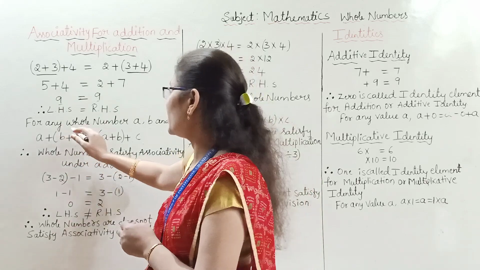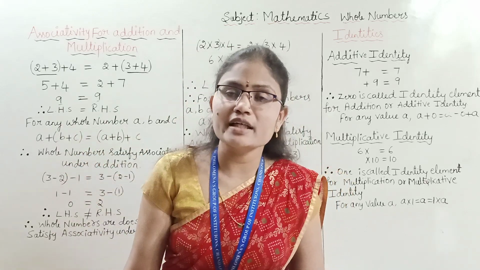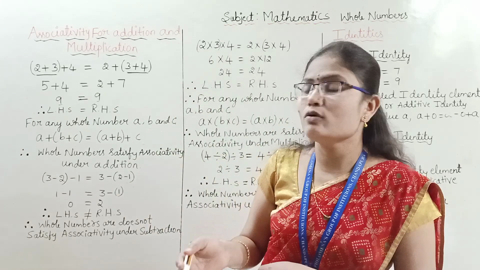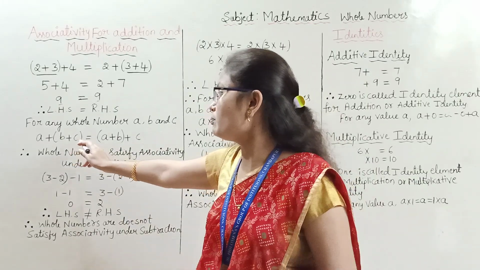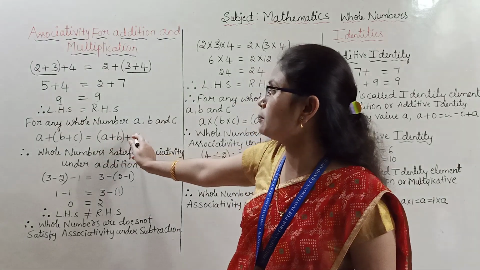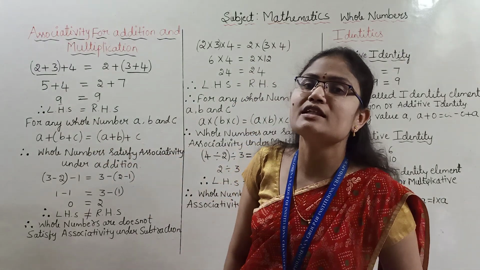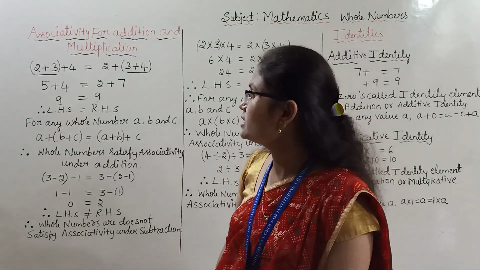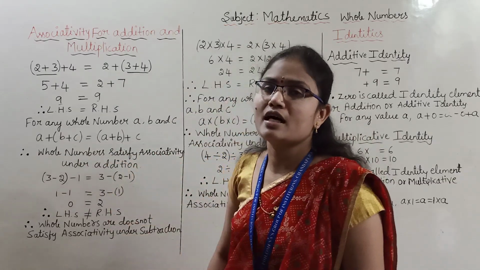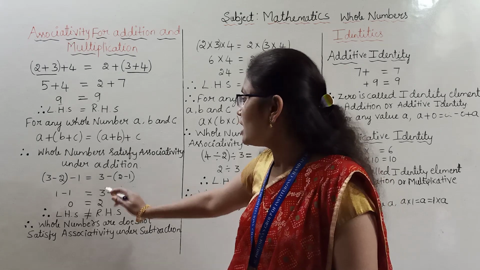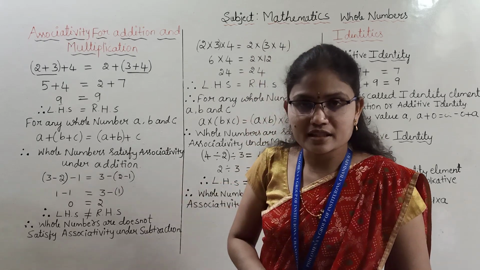So we can say that for any whole numbers A, B, C, not only 2, 3, 4, (A + B) + C is equal to A + (B + C). Therefore, whole numbers satisfy associativity under addition.